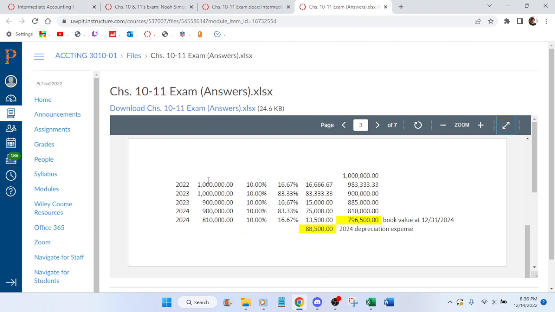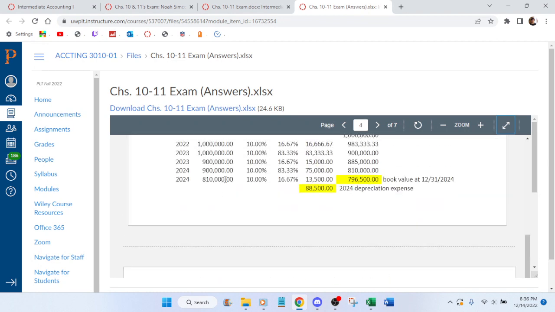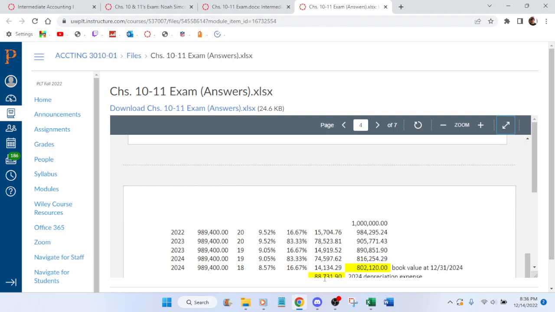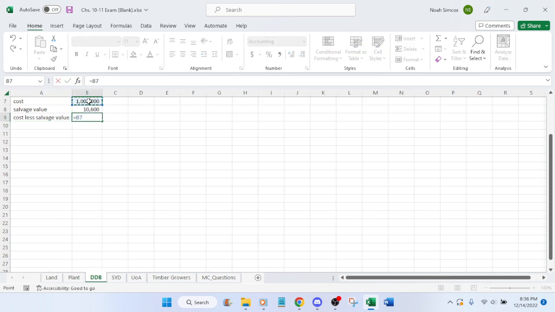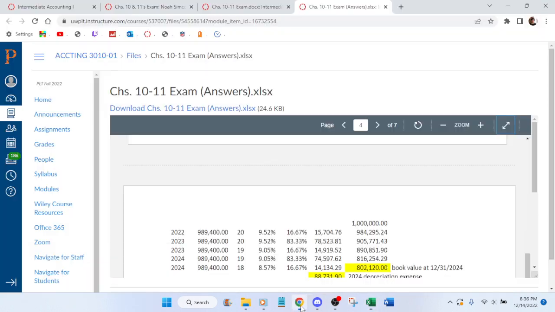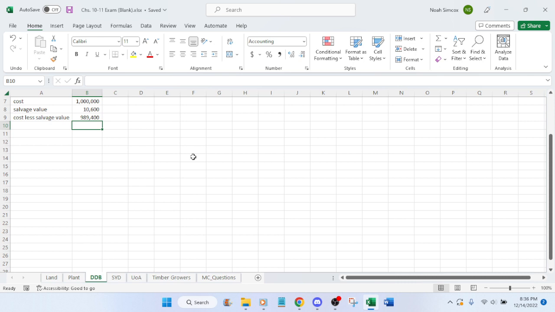So the cost less, he didn't directly say the salvage value. Cost less salvage value equals $989,400. So yes, I got that correct. Now I have to continue the problem.